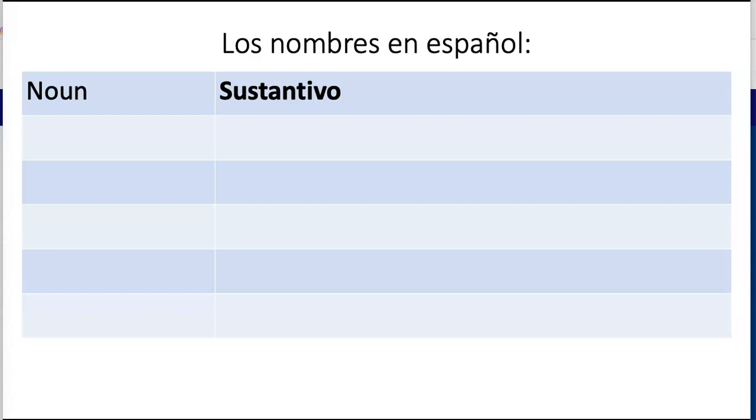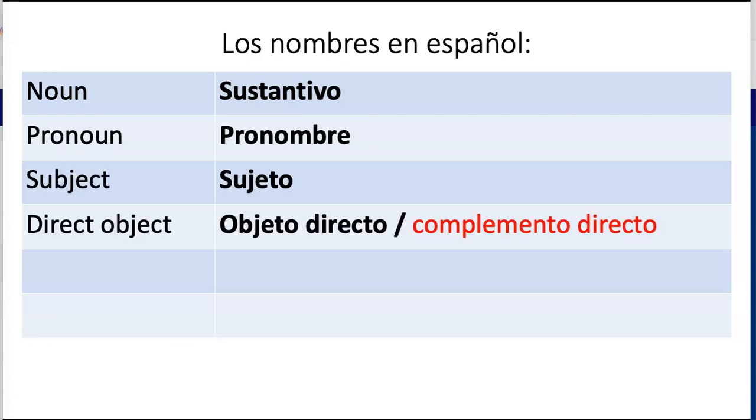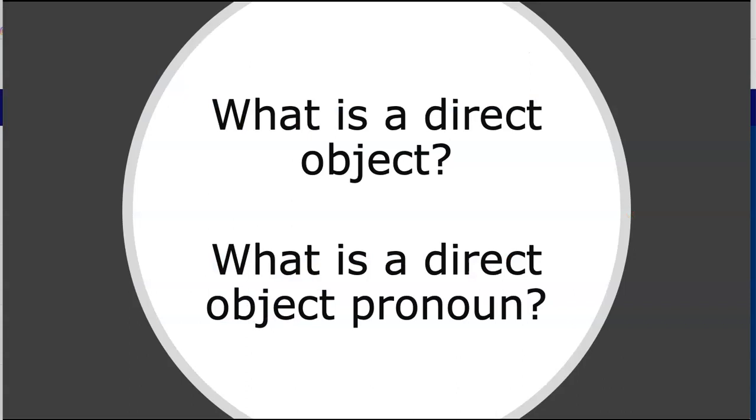Briefly, here are the names in Spanish: sustantivo, pronombre, sujeto, objeto directo or complemento directo, objeto indirecto o complemento indirecto, y verbo. Now, what is a direct object and how is it different from a direct object pronoun?